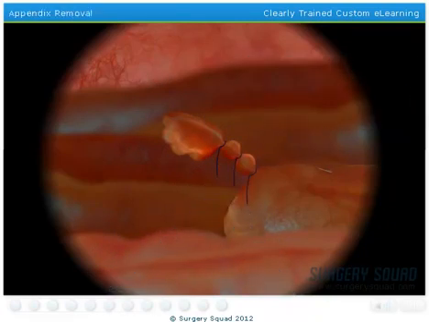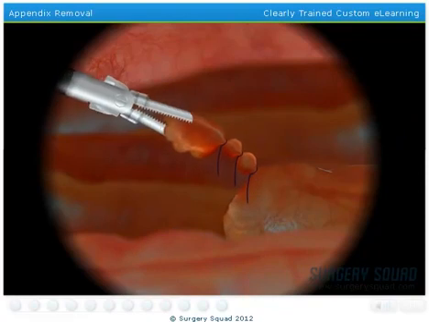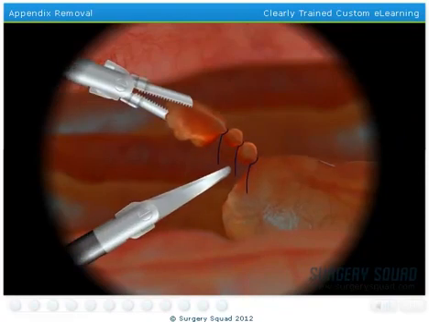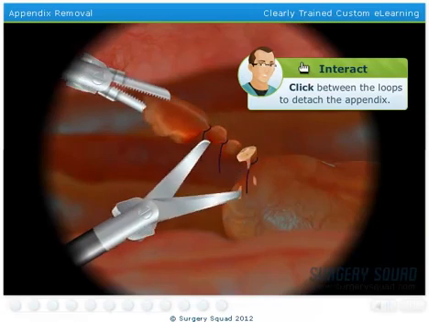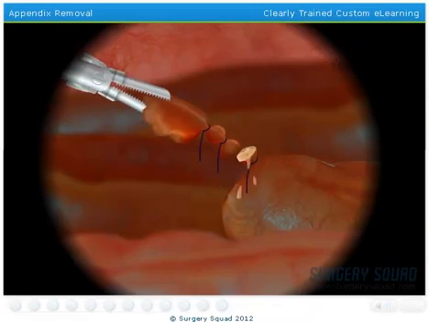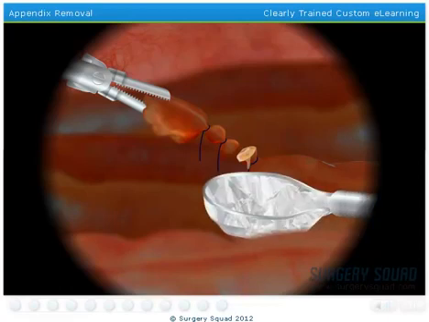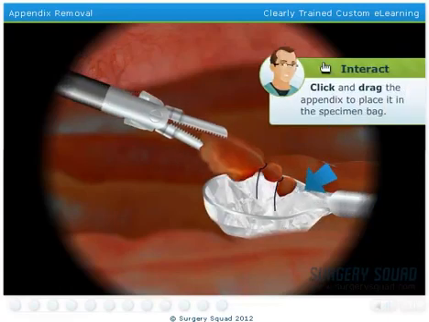Almost there. Now we need to remove the appendix. Use the scissors to snip between the loops. Notice that when you snip, a little pus comes out, indicating that the appendix is infected. Don't worry about it though, we'll clean up everything. To remove the appendix from the abdomen, place it into this specimen bag and pull it out through the trocar.